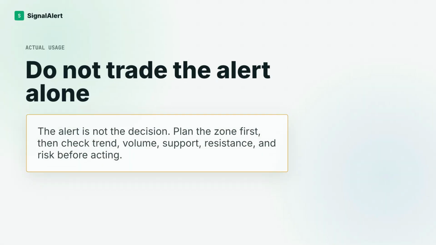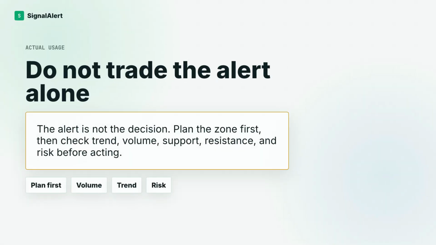In Signal Alert, add price target range, set the lower and upper prices, and create the alert for the stock you want to watch. The goal is simple: let Signal Alert watch the zone, so you can focus on deciding what the signal actually means.